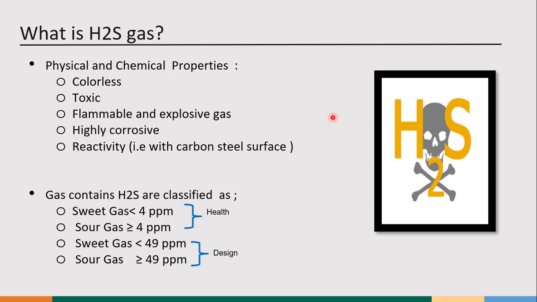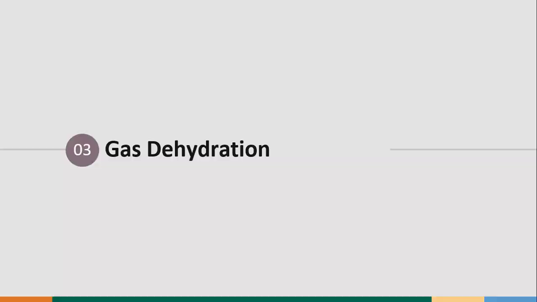So based on different company standards, if the gas has less than 4 ppm, we call it sweet gas, and if it's more than 4 to 5 ppm, we call it sour. With some other standards, some call it 50, some call it 100, and this is for health purposes. And for design purposes, if you're designing the equipment, you mostly go with 50 and 100. So what is written here is that less than 4 or 5 is sweet gas, and when it is more, we call it sour gas.